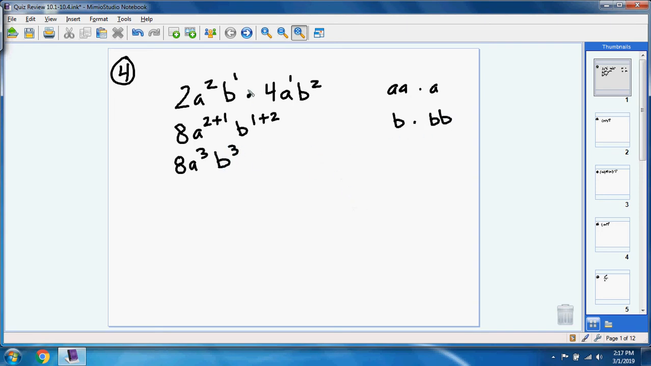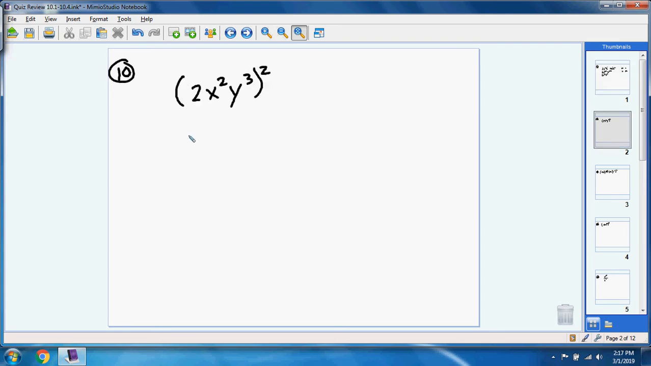So again, the key is your coefficients in the front, the numbers in the front, they're going to behave like normal, just a normal multiplication problem. But your variables with the exponents, either write them out and count them up, or remember your rules. All right, looking at number 10.